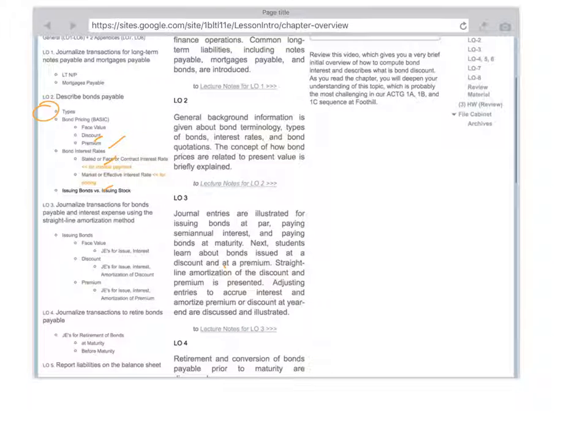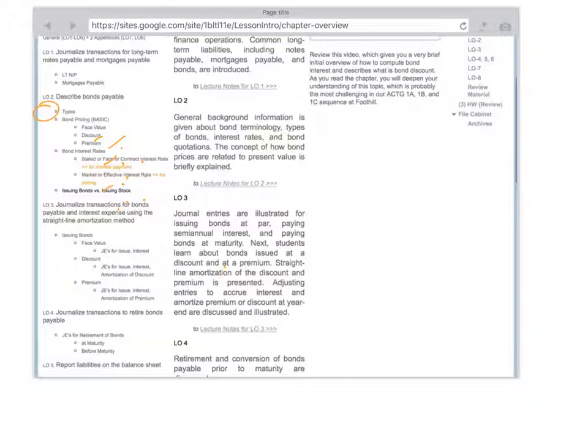And in terms of the actual journal entries, you'll be doing issues in all 3 cases, interest calculations and journal entries, as well as amortization of the discount or amortization of the premium. Obviously, there's no such thing as amortization for the case of issuing at a face value.